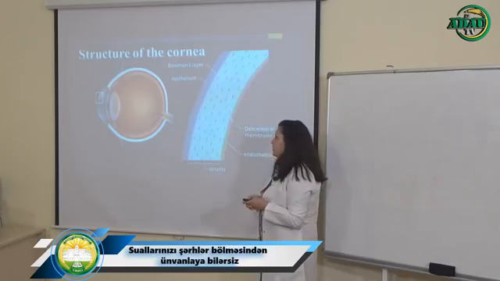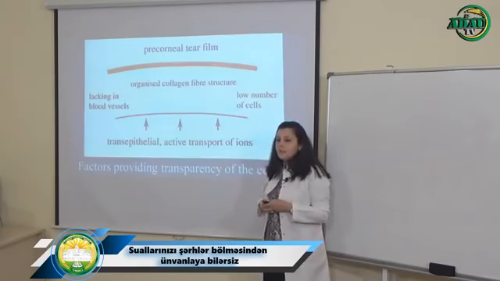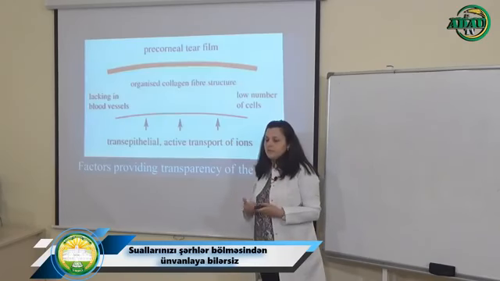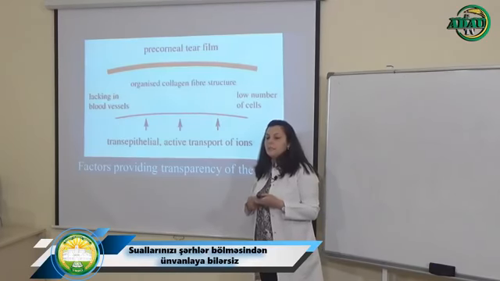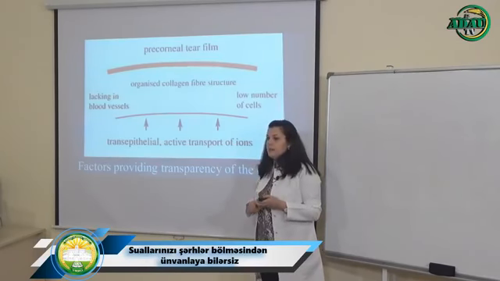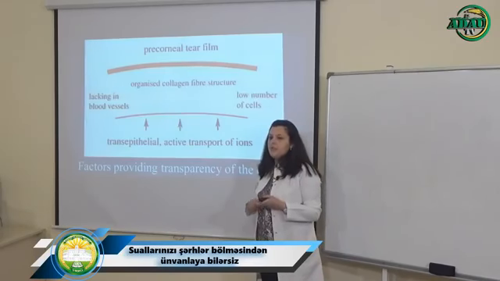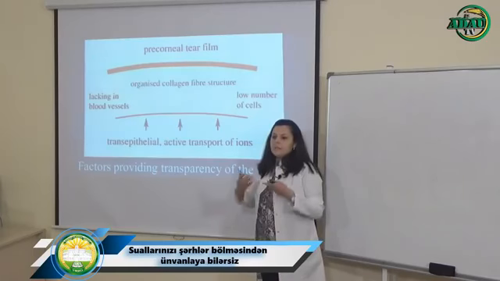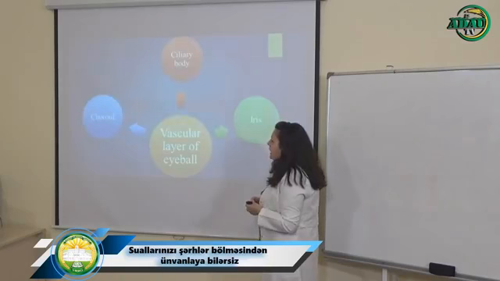Again, you can have another question: if the cornea doesn't have any blood vessels, how does the cornea get nutrients? The cornea gets nutrients in 3 main ways. First of all, from the tear film. Tear film, you know, is produced by the lacrimal gland. The second is from the aqueous humor, which is produced by the ciliary body, and the third from the capillary loops of the ciliary body. So there are 3 main sources which give nutrients to the cornea.